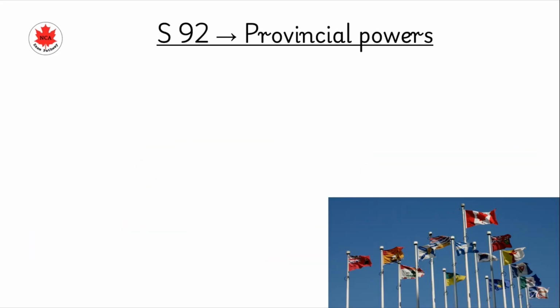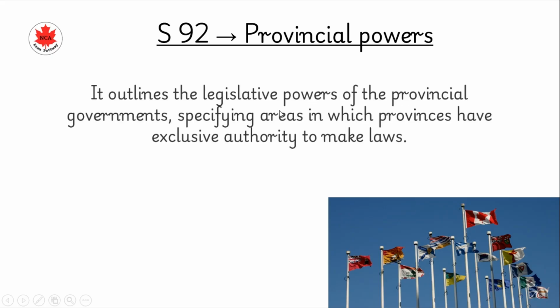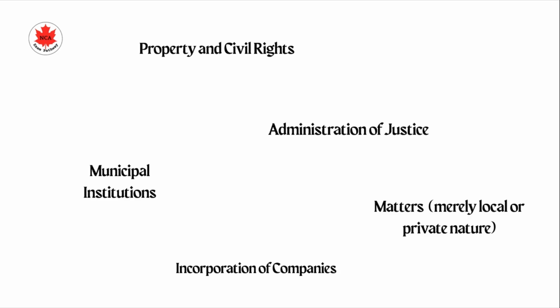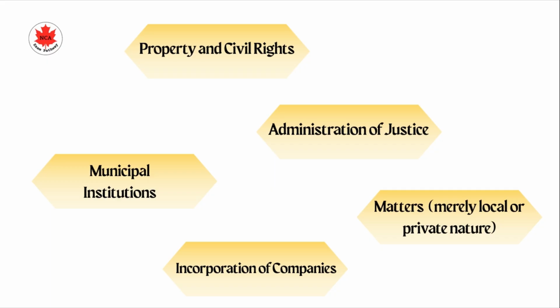Now coming to Section 92, Section 92 in contrast assigns powers to the provinces over matters that are local or private in nature. The most significant head of power here is property and civil rights, which has been interpreted very broadly and forms the backbone of provincial legislative authority. Provinces also have jurisdiction over local works, municipal institutions, and administration of justice within the province. Now, together, Section 91 and 92 create a system of enumerated and, in principle, exclusive powers, forming the primary framework of Canadian federalism. However, the Constitution also recognizes that not all matters can be neatly divided.